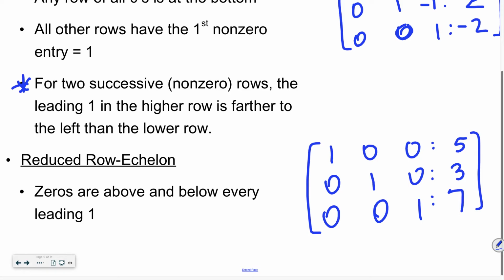If we did row operations and we got our augmented matrix to be in this reduced row echelon form, why is that nice? Oh, doesn't this mean z equals 7? And doesn't this mean y equals 3? And doesn't this mean x equals 5? Right? Isn't that nice?